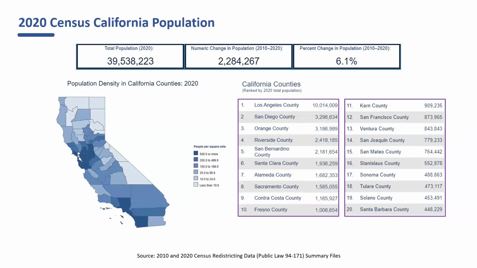So what you can see here is a little infographic that we put together based on decennial census data for the state of California. Based on the 2020 census, we saw that the state of California had a population change of 6.1%. If you're following along, you can see the percent change in population from 2010 to 2020, or you can look at it numerically, a change of more than 2.2 million from 2010 to 2020.